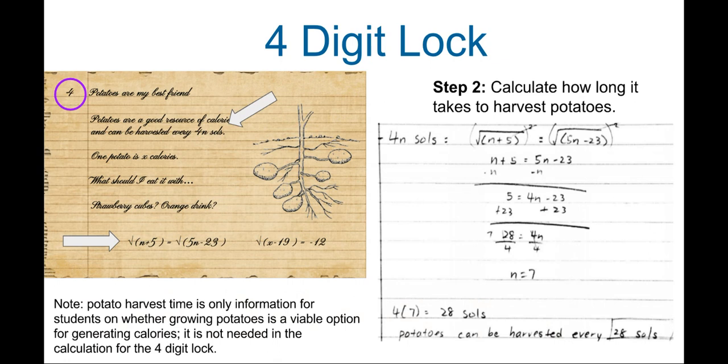Here's a side note: potato harvest time is only information for students on whether growing potatoes is a viable option for generating calories. For example, if they're not stranded on Mars for more than 28 days, then there is no point in growing potatoes, because they won't be there to harvest the potatoes. This part is not needed in the calculation for the 4-digit lock.